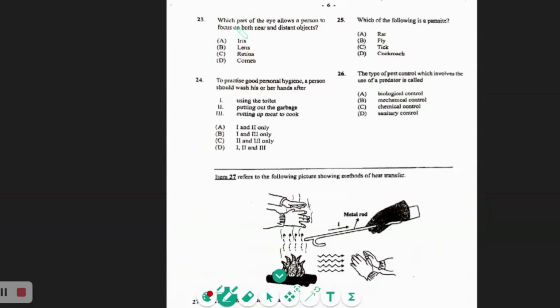23. Which part of the eye allows a person to focus on both near and distant objects? This is our lens. The answer is B.